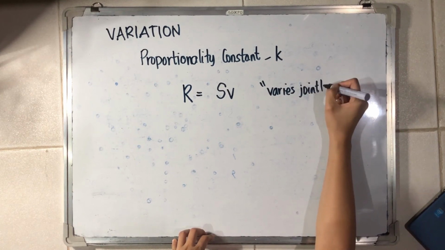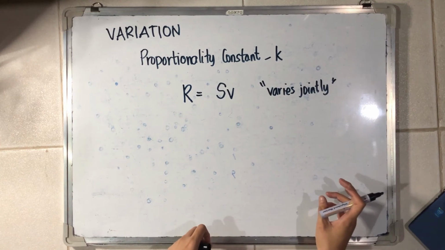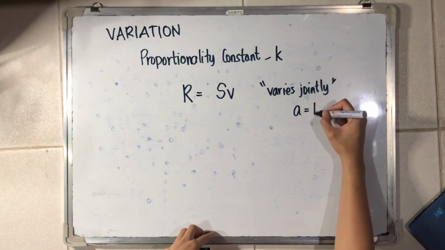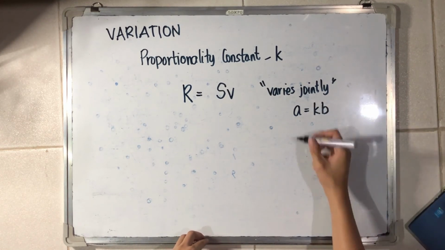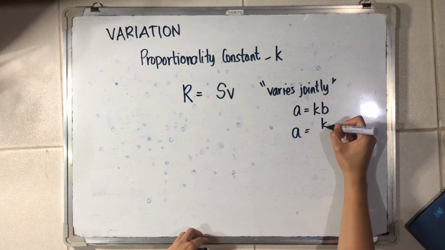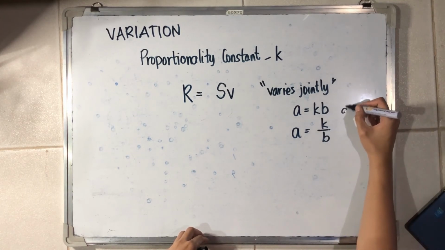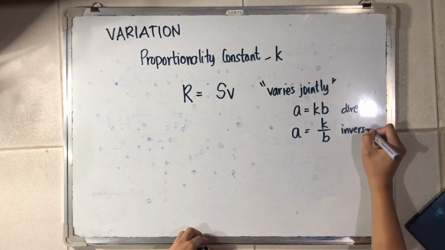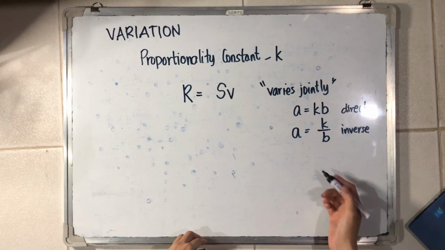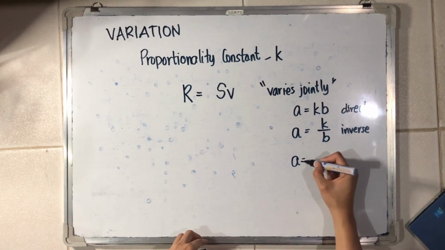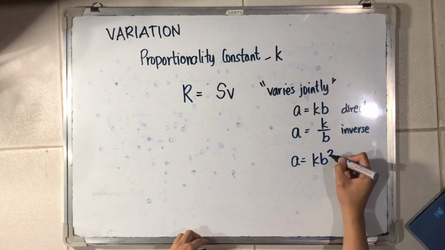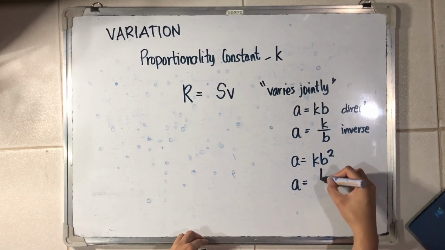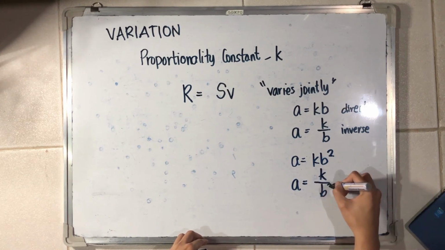Okay. Familiar kayo sa ibang terms siguro nito. Varies directly, varies inversely. Tama, o. Halimbawa, A varies directly kay B. Ganyan yun isulat. A varies inversely kay B. This is direct. This is inverse. Okay. So, halimbawa, A varies directly as the square of B. O, ganito naman yun. A varies inversely as the cube of B. Ganito naman yung isulat. Okay?